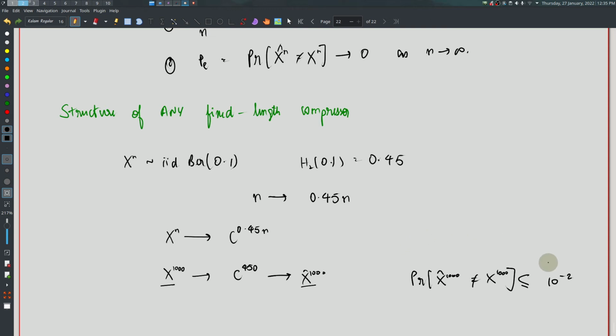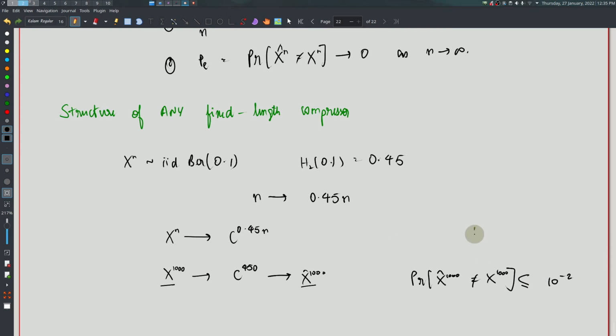We're still, remember, tolerating a small probability of error. It's okay if the probability of error is small. I'm not saying that the probability of error is equal to 0. As n tends to infinity, it becomes smaller and smaller. Maybe as n goes from 1,000 to 10,000, this goes from 10 to the minus 2 to 10 to the minus 3, 10 to the minus 4.